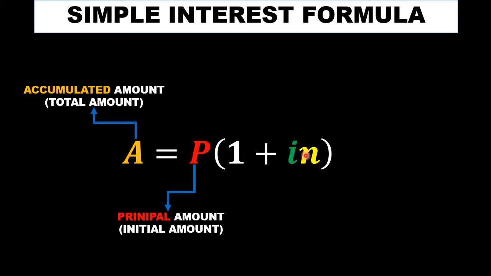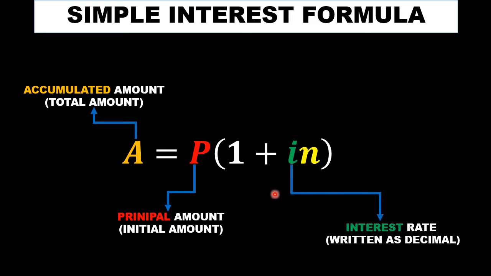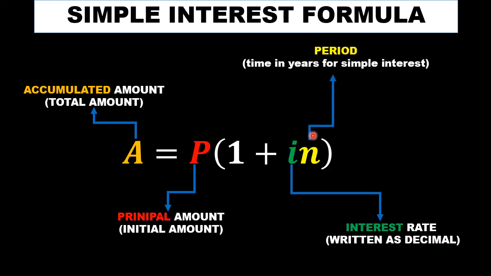Okay, now this part inside the bracket is actually the interest, but the interest is supposed to be charged over a particular period of time. Okay, so the i is the interest rate, the rate at which we're going to charge the interest. And people, it must always be written as a decimal to make calculations simple. And then your n in this case, as long as it is simple interest, represents the period in years. So it is your time in years for simple interest. So if your n is given in months, then you must convert it to years, which is something that we will see in the example that I will be dealing with.